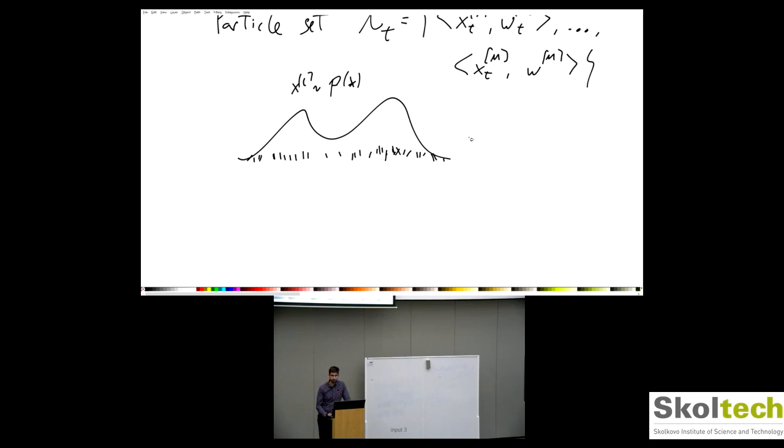But the idea is clear, right? Forget about distributions that were described by a mean and a covariance. Now our distribution is just going to be this particle set. Okay? Yes?